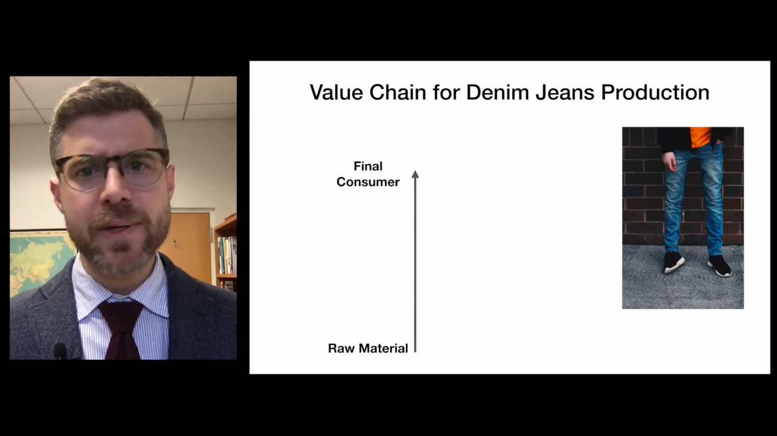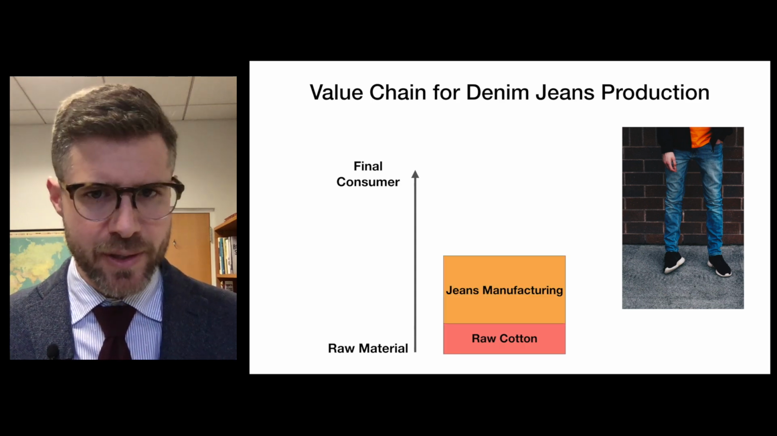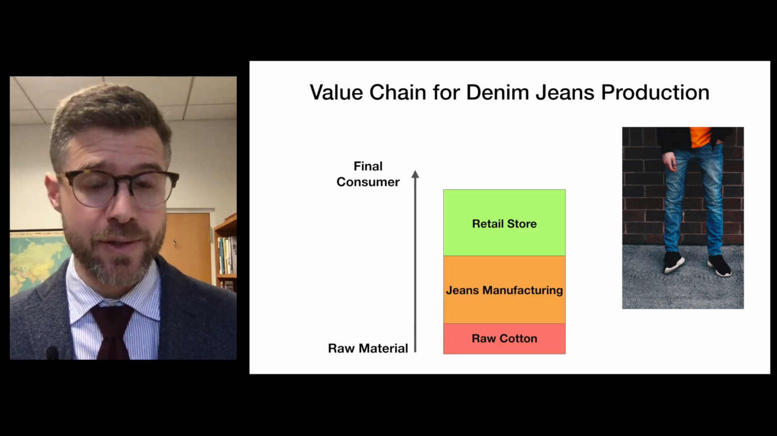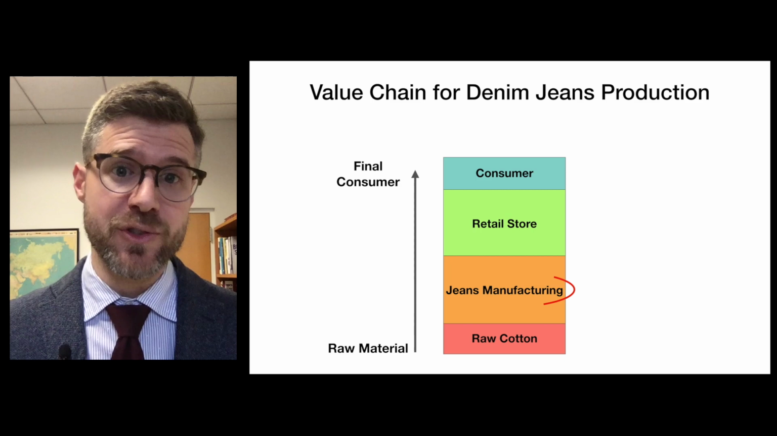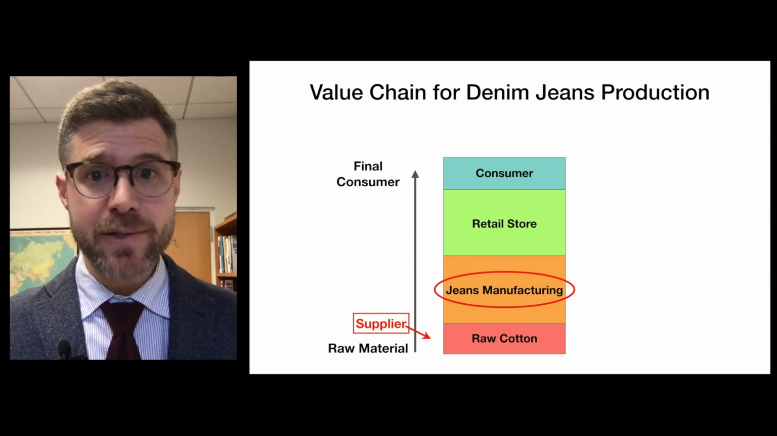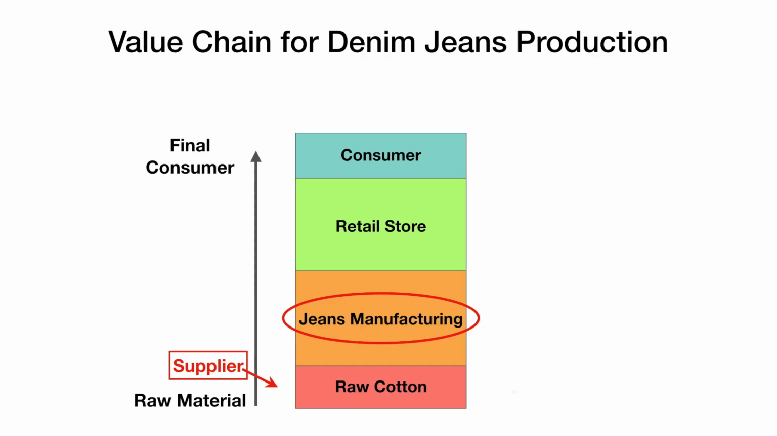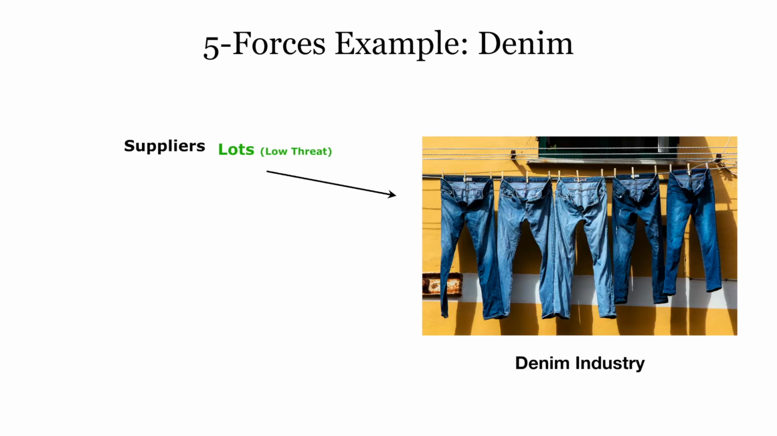This is a denim industry value chain. It goes from raw cotton to jeans manufacturing, to retail stores, to the end consumer. Our focus will be on jeans manufacturing. So let's start with supplier power. The main supplier to clothing manufacturers is raw cotton. Cotton is grown by many farmers who grow a standardized commodity product. Therefore, there are lots of similar suppliers, and this results in a low threat to profitability of the jeans manufacturers.